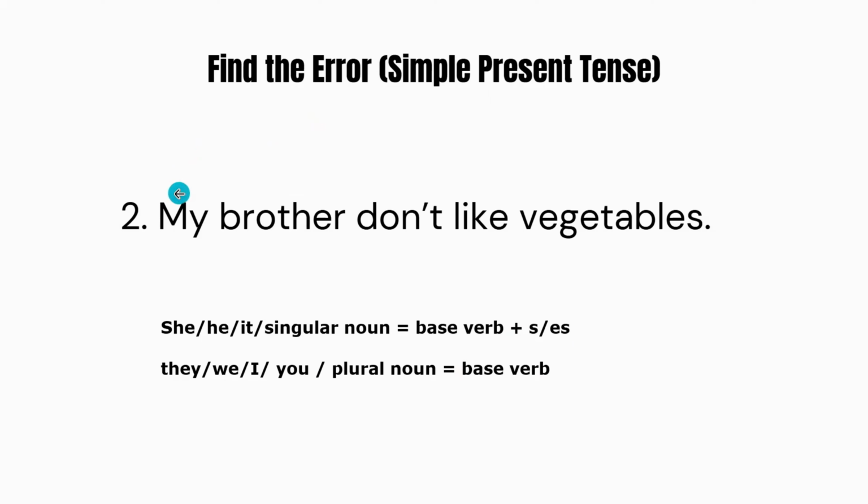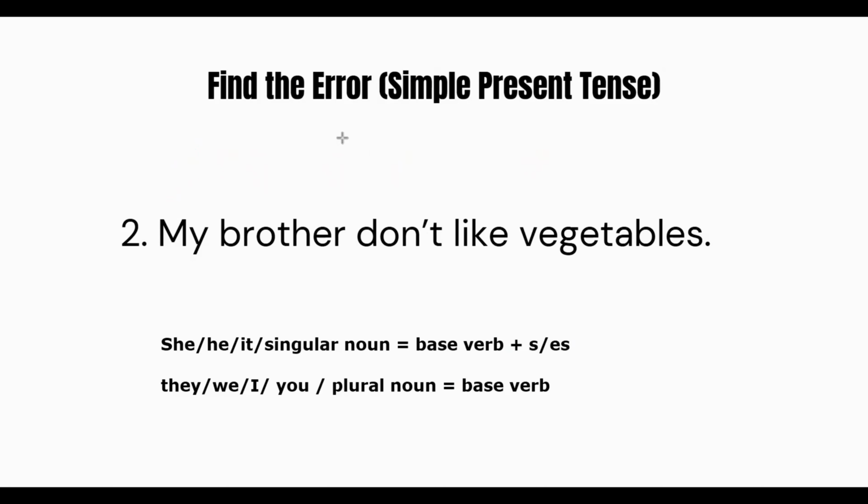Sentence two, my brother don't like vegetables. So our mistake is right here. Remember, don't is a contraction. So the full form is do not. So we would have to add es to the end of the word do. So we would have to say does not. And the contraction of does not is doesn't. Okay, so my brother doesn't like vegetables.